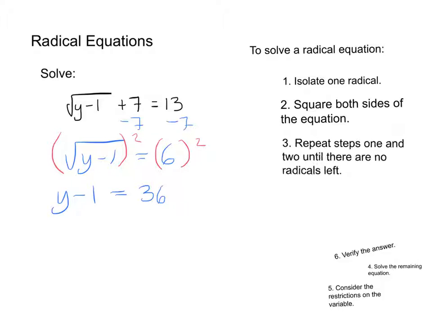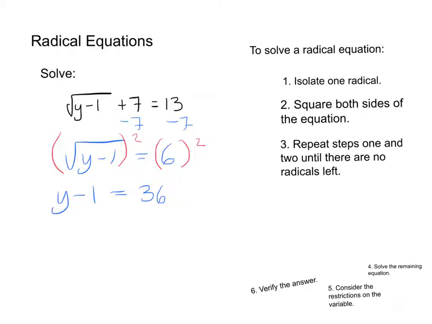The third step says repeat steps 1 and 2 until there are no radicals left. Well, I already don't have any radicals. If I did still have a radical, then I would need to isolate it and square again. You will see a few like that, but most of them will be more like this, where you have just one radical. But that is the next step. If you have any more radicals, you need to isolate them and square again.